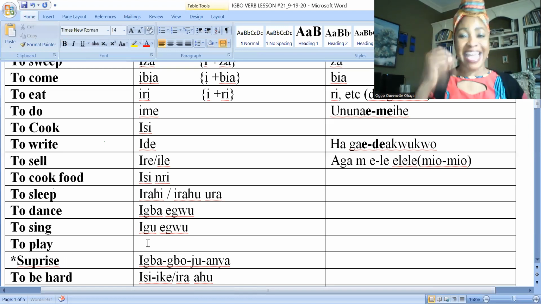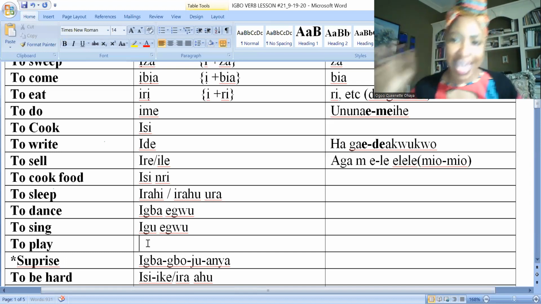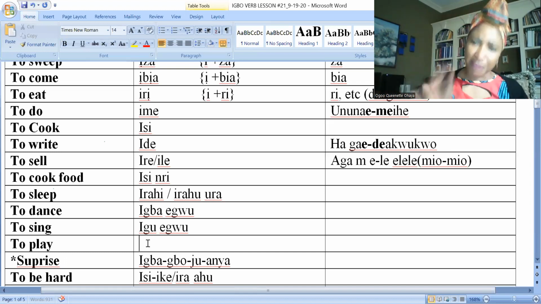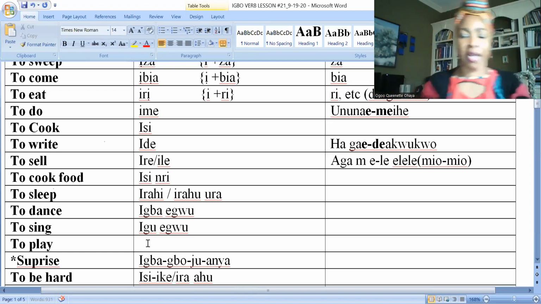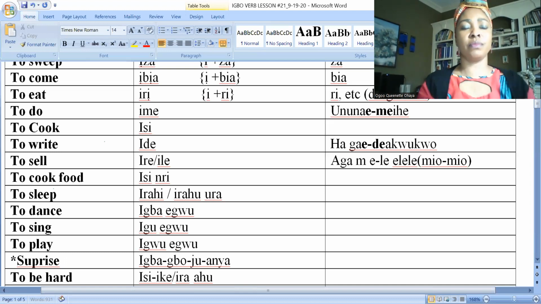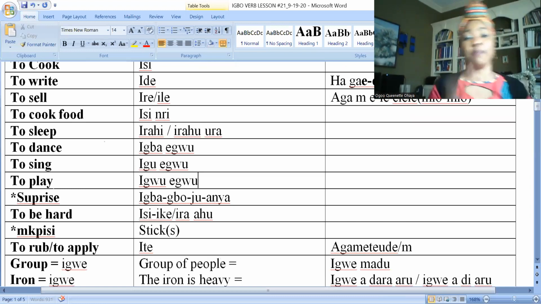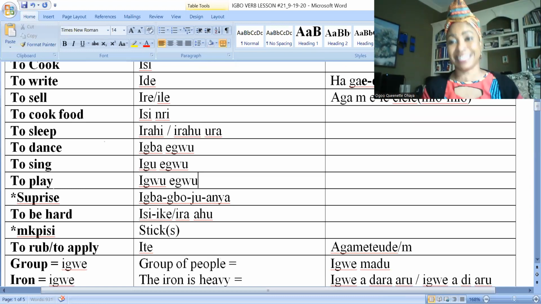To dance, Eba, Egu. To sing, Ego, Egu. They all have something to do with music. To play, Igbo, Egu, okay? Igbo, Egu. All right. So now, when I post it, I'm expecting you to practice.